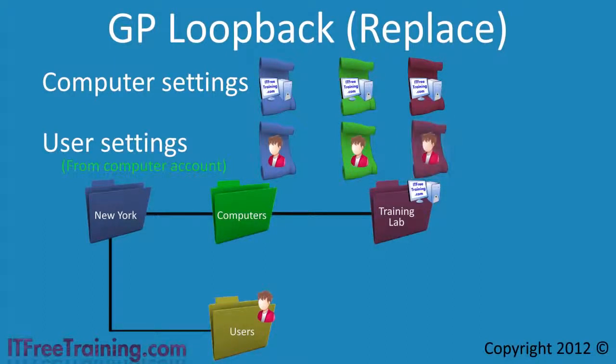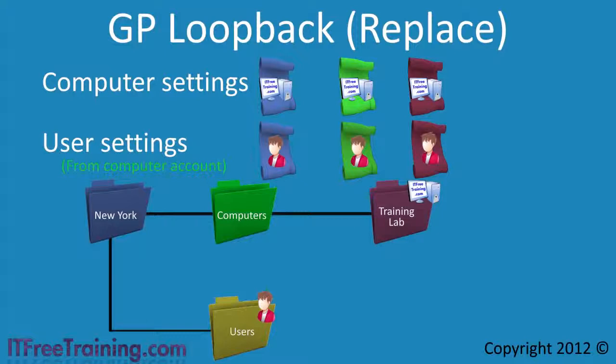When the computer starts up, the computer side of group policy processing, based on where the computer account is located, is applied. In any one of these group policies could be a setting which changes the processing of group policy from the standard way to group policy loopback. In this case, group policy loopback processing using replace mode will be applied to the Training Lab OU. This way, loopback processing will only be used with the computers in the Training Lab OU.